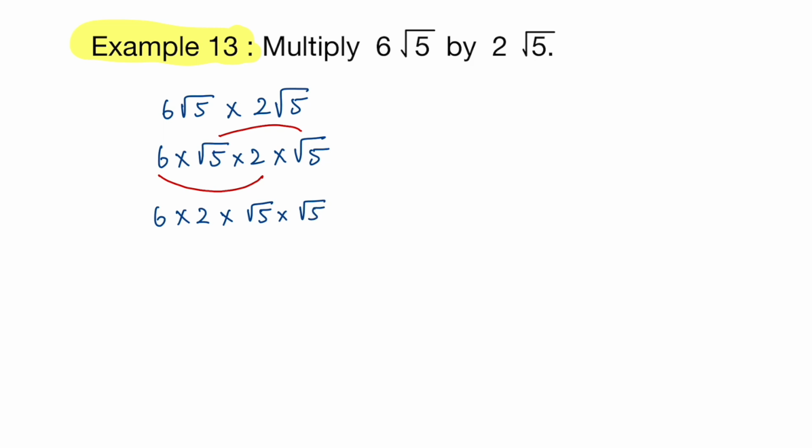So we have just rearranged the terms that are present in this question. Now 6 times 2 is 12 and root 5 times root 5 is 5, right? So 12 into 5 and that gives you 60. So the answer to this question is actually 60. Okay, I hope you understood this. This is quite easy. We have just rearranged the terms and performed multiplication.